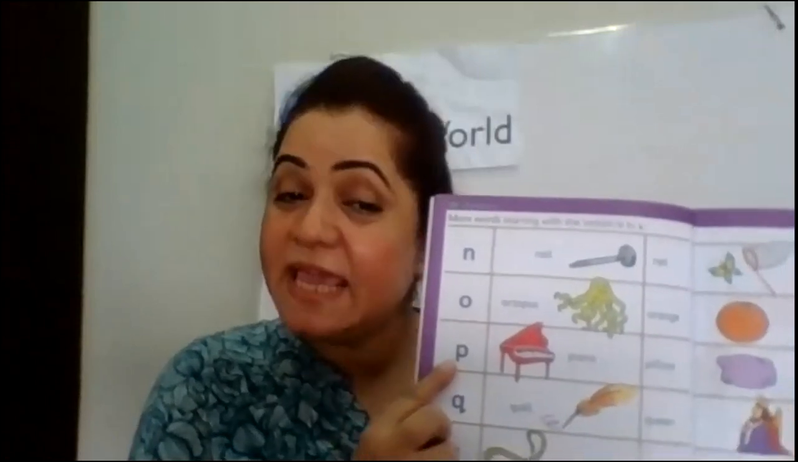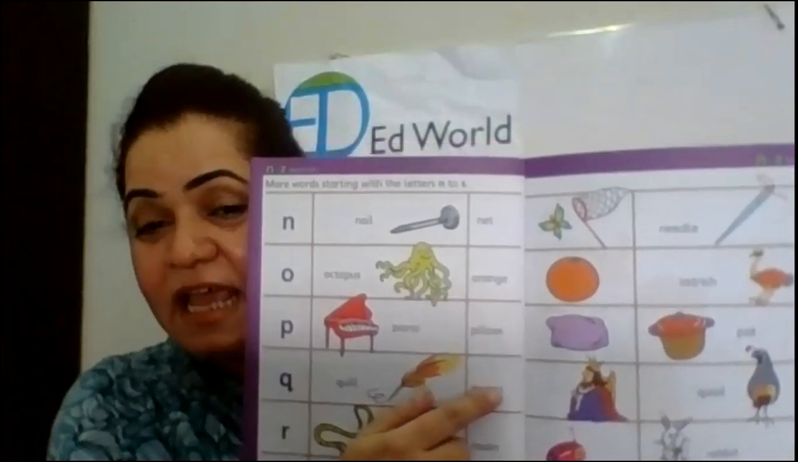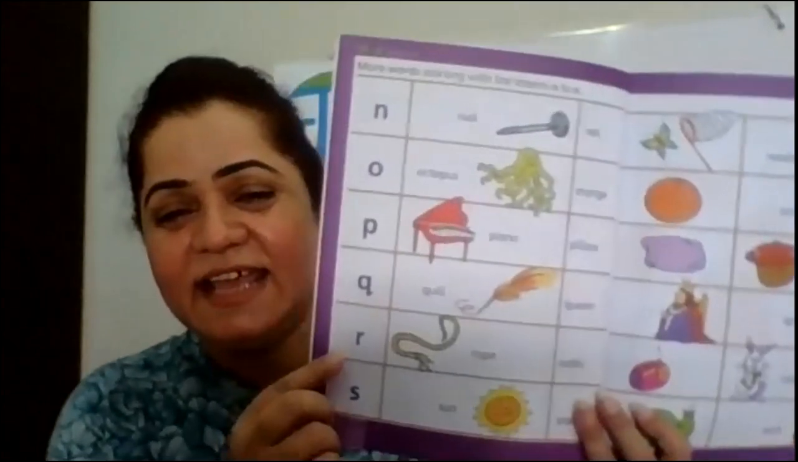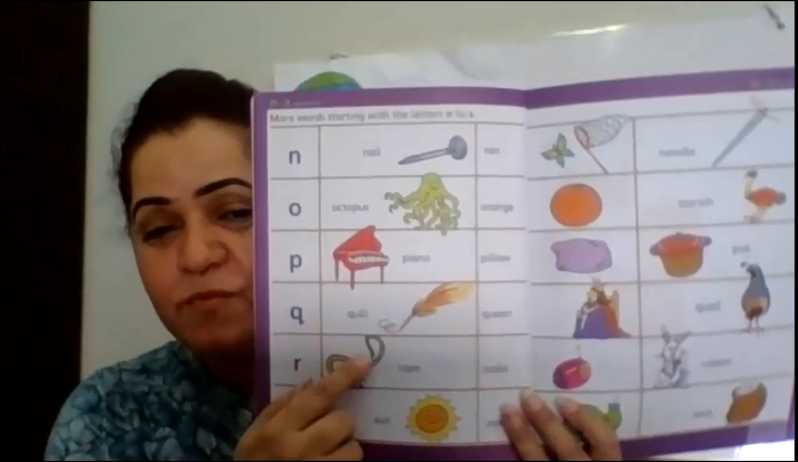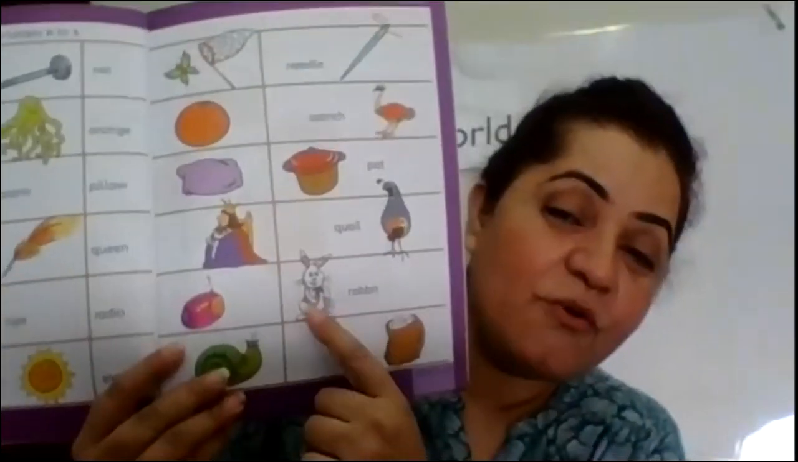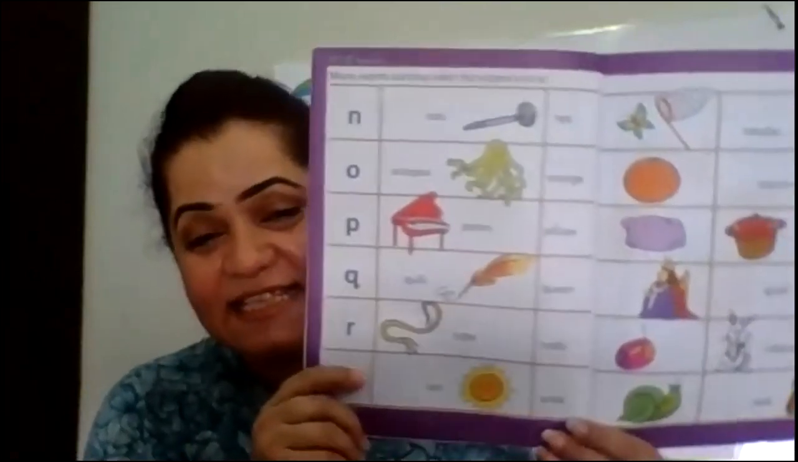Then Q is for quail, and Q is for queen. This is quail and this is queen. Quail is a bird. Remember, we listened to the sound of that bird? Beautiful sound. Okay, and then R. R is for rope, R is for radio, and R is for rabbit. Yes. Rope, radio, rabbit. That's great.